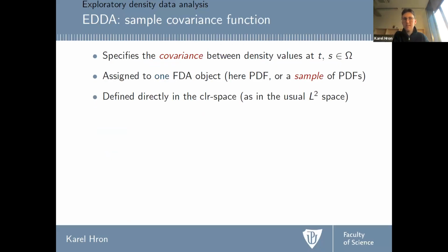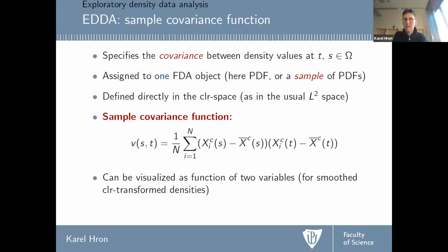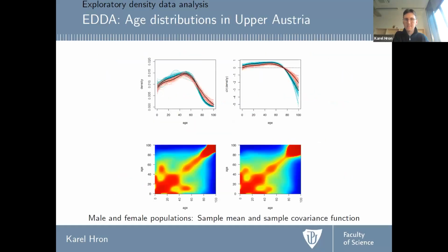While the sample mean could be defined directly in the Bayes space, for the covariance structure, we prefer to work directly in the CLR space. And here we can consider the usual sample covariance function, which can be then visualized as a function of two variables, of course, for pre-smoothed CLR transformed densities. This is also an important point because, as is usual in functional data analysis, we want first to smooth our data using some basis expansion and then to proceed with the analysis.